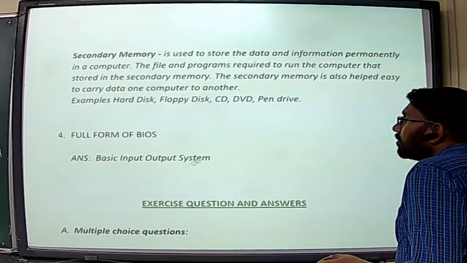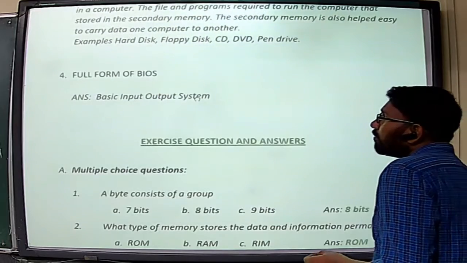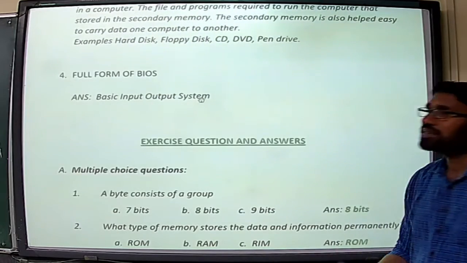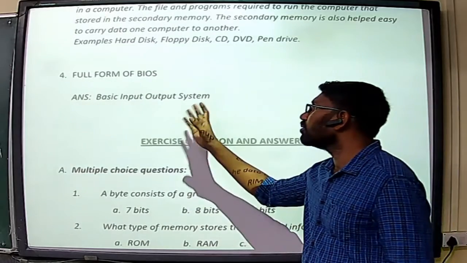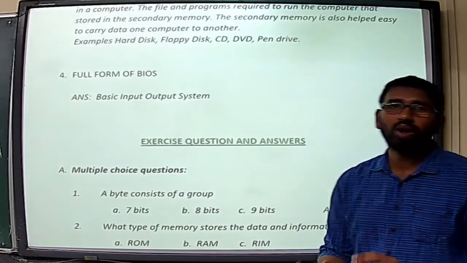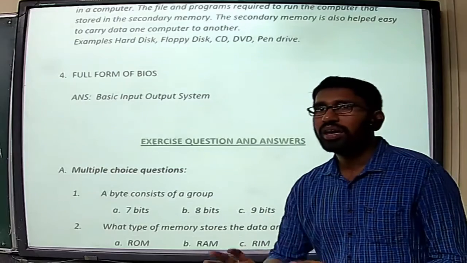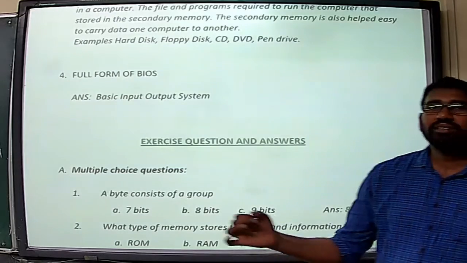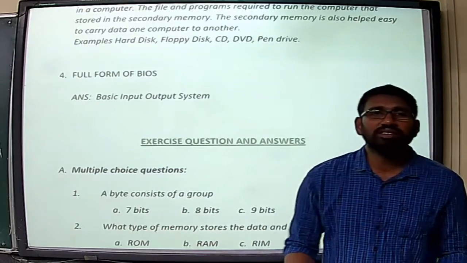Then the fourth question was the homework, the full form of BIOS. What is the full form of BIOS? Basic Input Output System. It is located in ROM. It's a chip. It helps to understand what devices we connected to the system.